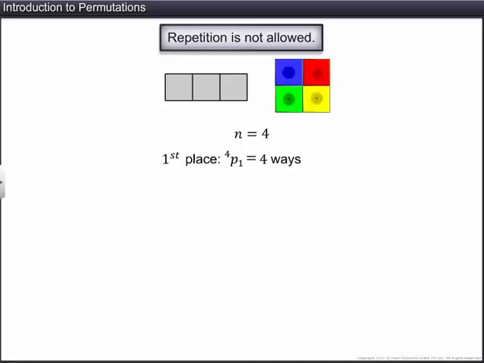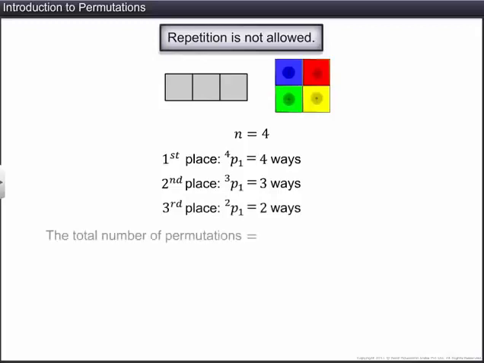Now, we are left with 3 tiles. To fill up the second place, we have to take 1 tile from the 3 tiles. This can be done in 3p1 ways. Similarly, the third place can be filled in 2p1 ways. By the principle of multiplication, the total number of permutations is 24.